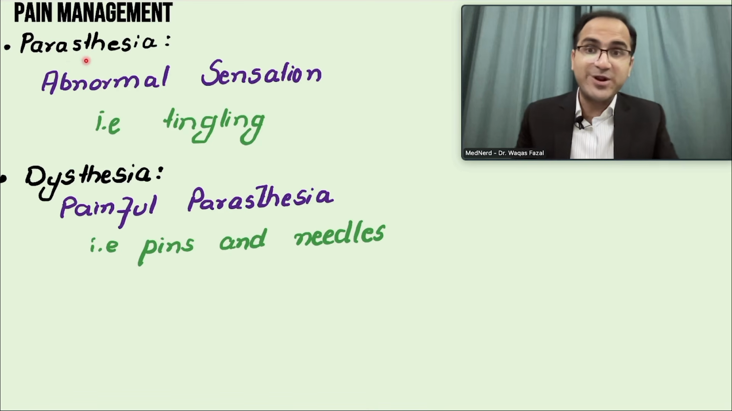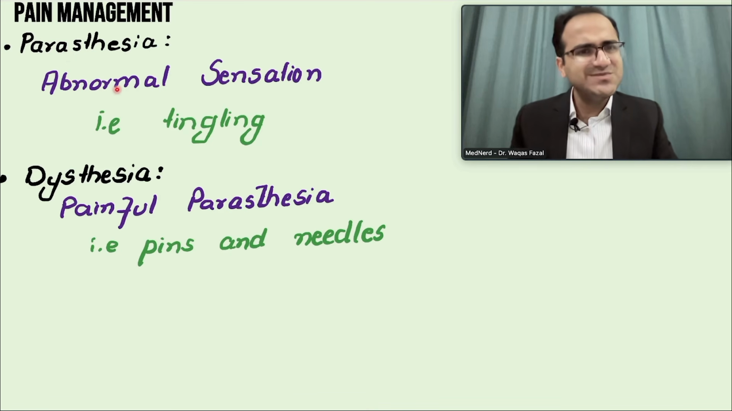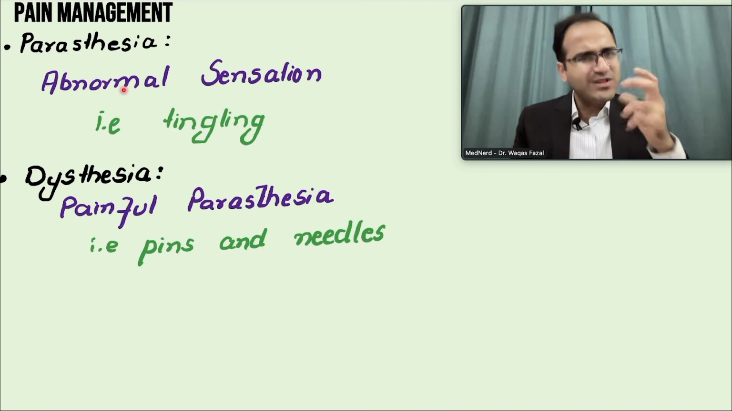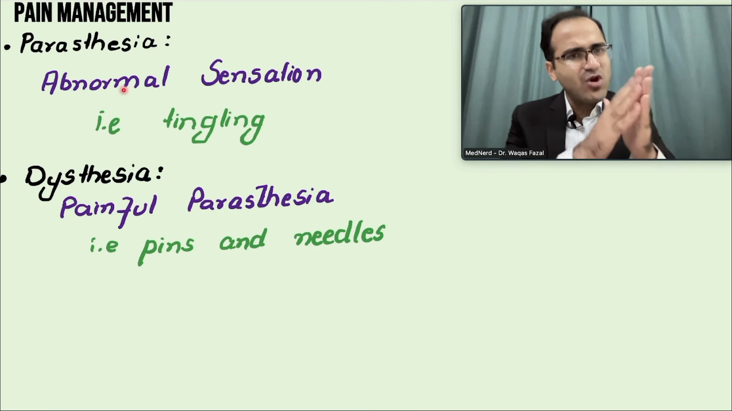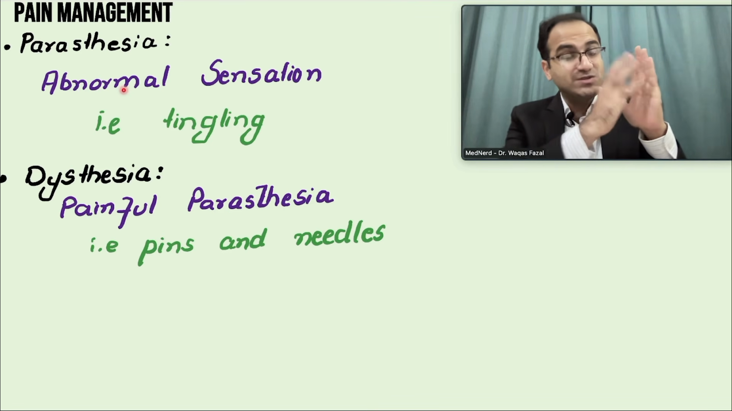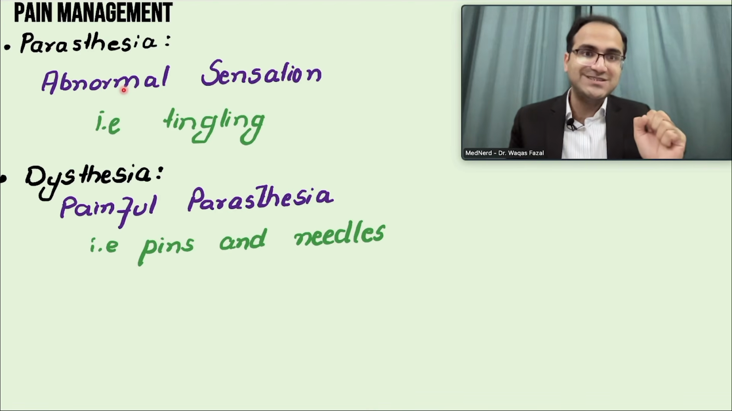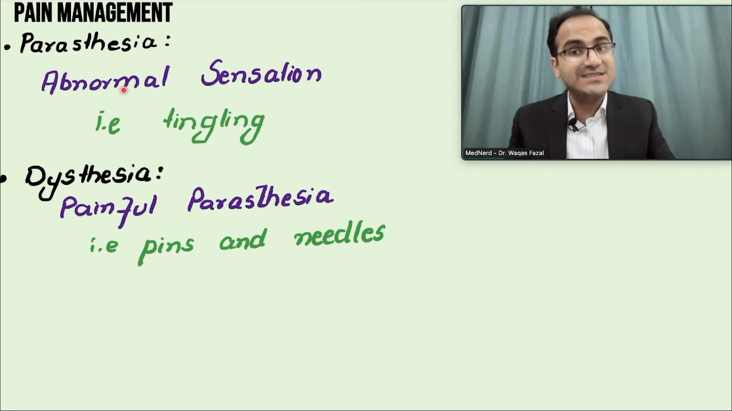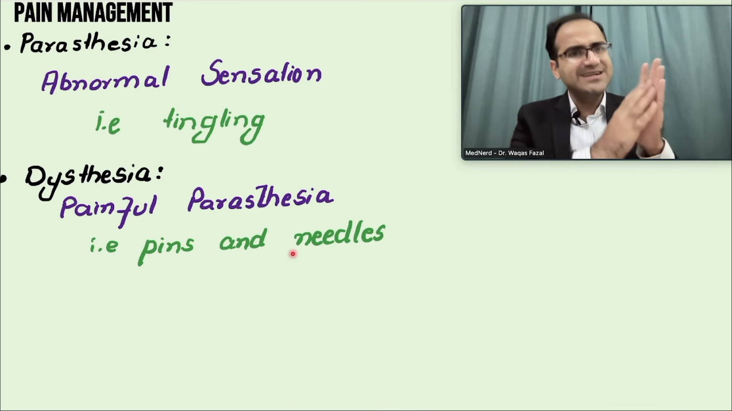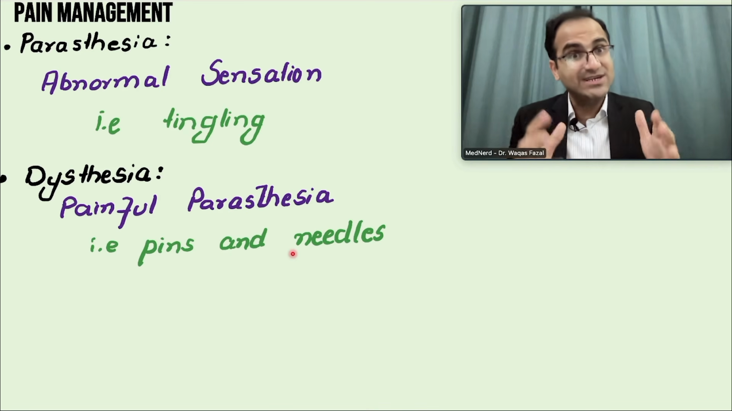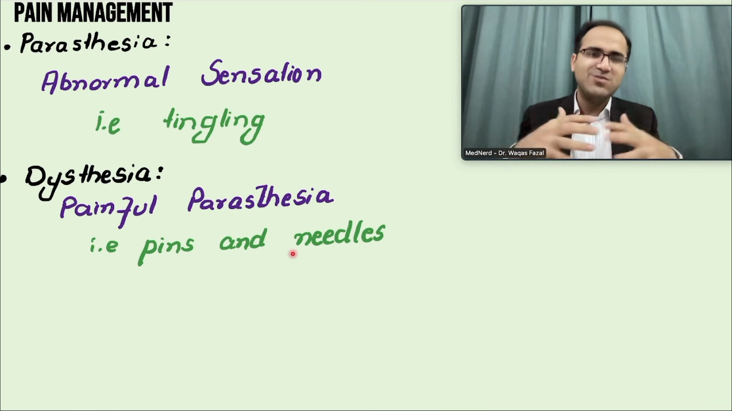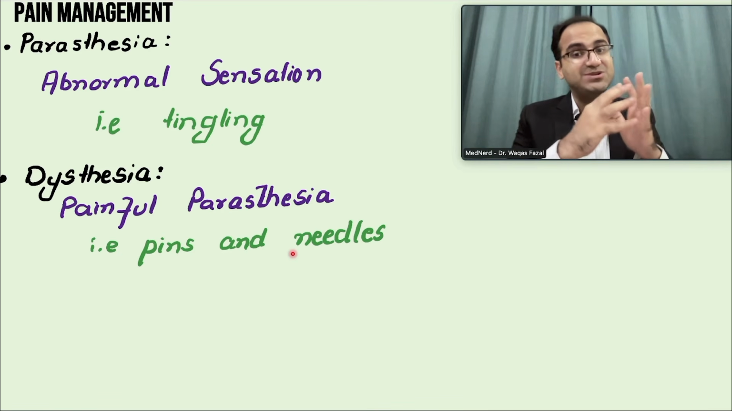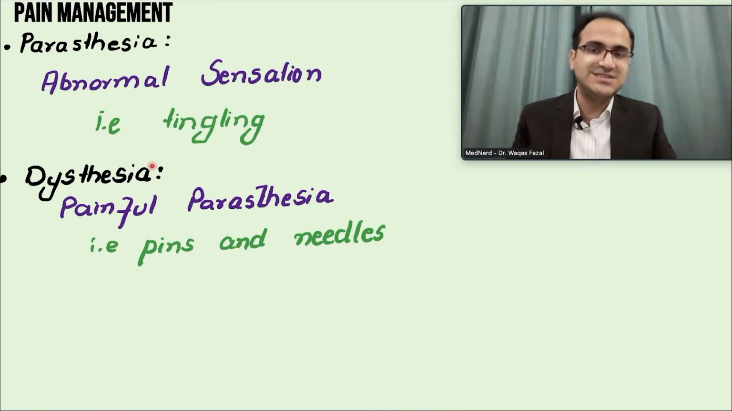Another term that might come in front of you is paresthesias. Paresthesias is basically an abnormal sensation. Without a stimulus, someone feels an abnormal tingling sensation in the hand while there is no stimulus going on. That is called paresthesias. And when these paresthesias become painful, that is called dysesthesias. Like if the patient now feels pins and needle sensation in the hands and feet without any stimulus and is experiencing pain, that is called dysesthesia. An abnormal sensation is a paresthesia.